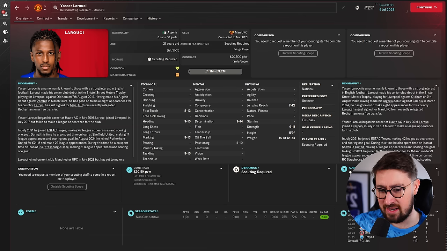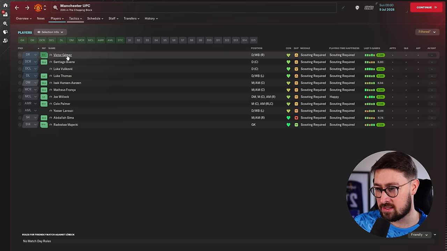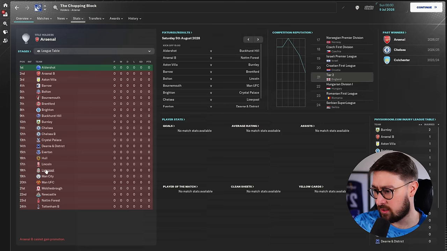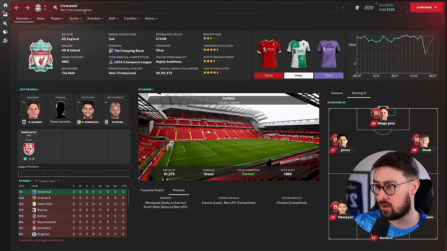Yasser Larucci used to play for Liverpool as a left back. I say he used to play for. He played no games, but he was at Liverpool for a little bit, I remember. Weird. Small team for Manchester United. Let's have a look at that. I think, did we look at the Liverpool team before? Go back to the chopping block here. I think we did, but let's check in again. They've got Alisson still there, look. Ben Doak's playing. McAllister still there. Yeah, we looked because they had Sambi Lokonga, weirdly, didn't they?